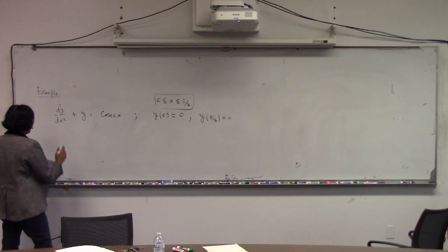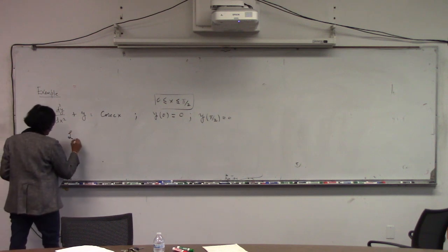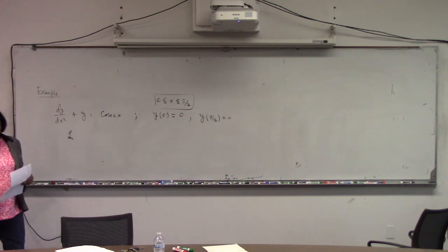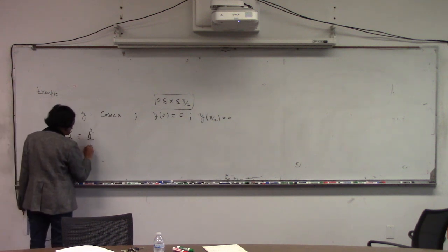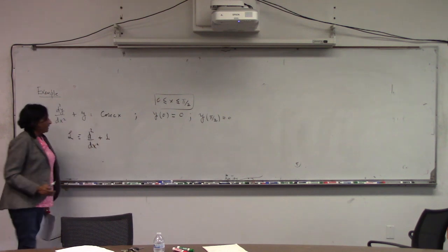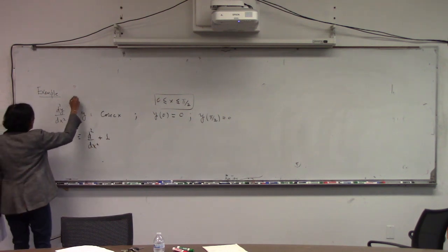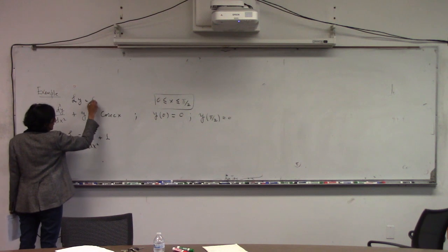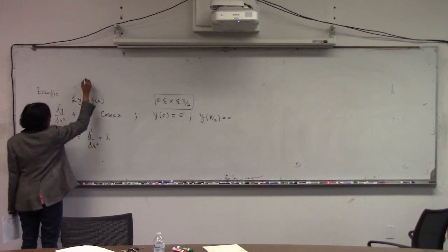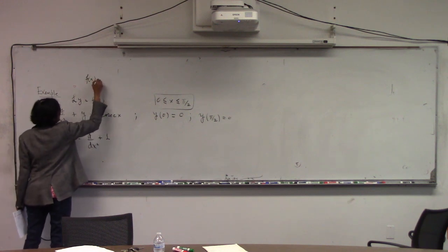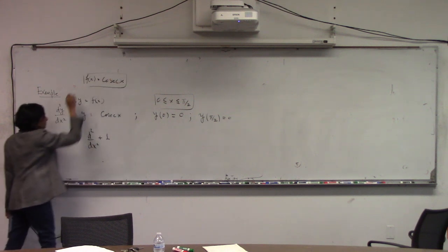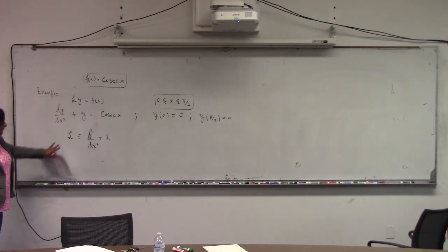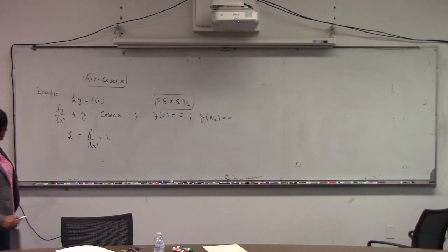Okay, what is the L operator? First we have to identify your L operator. This plus 1, right? So this is your Ly equal to f of x kind of a thing, where f of x is cosecant x. Your inhomogeneity is cosecant x. All right. Given that, first what did we say?